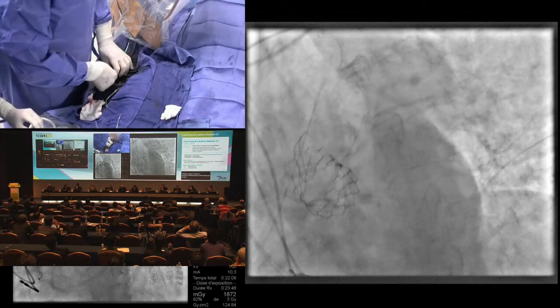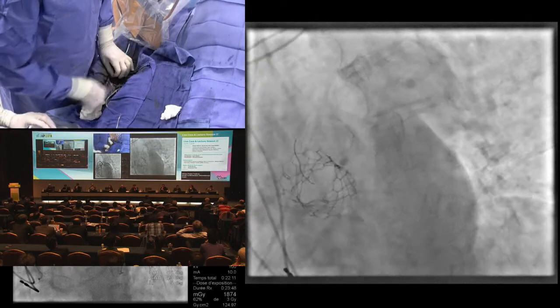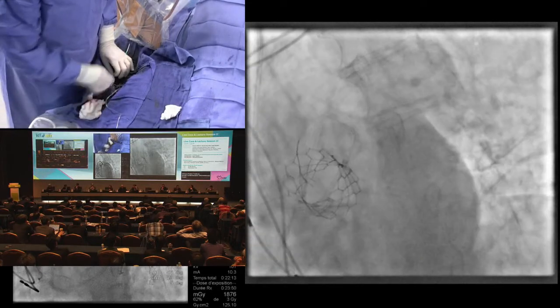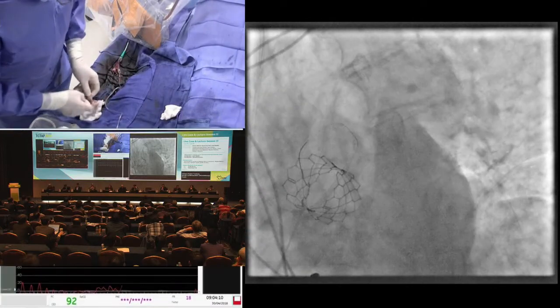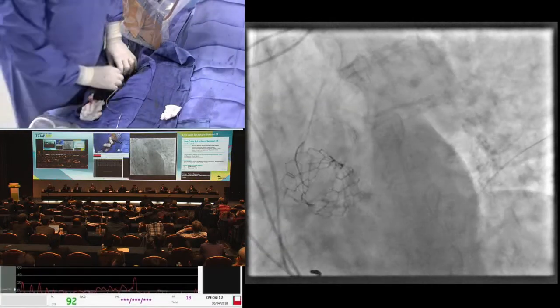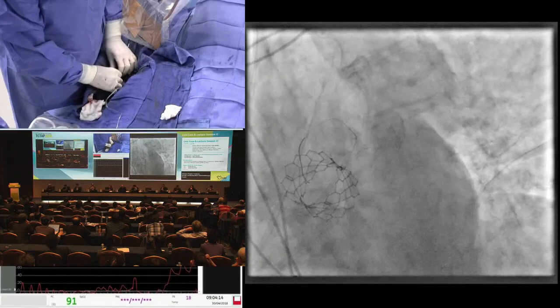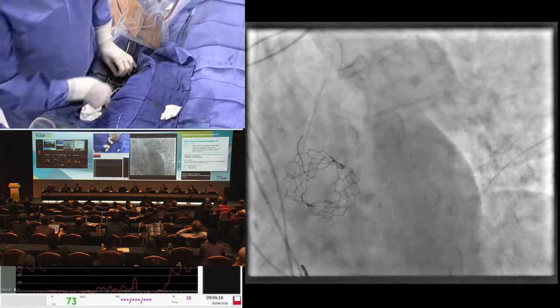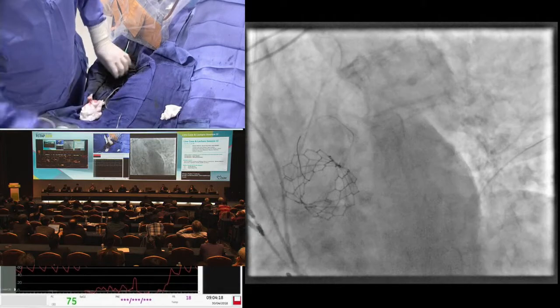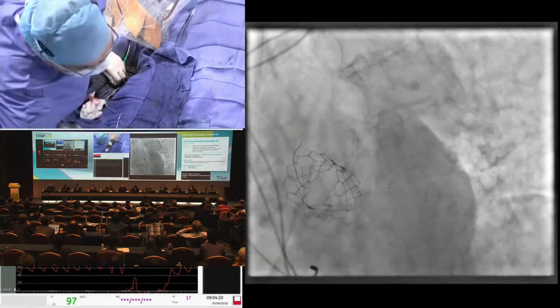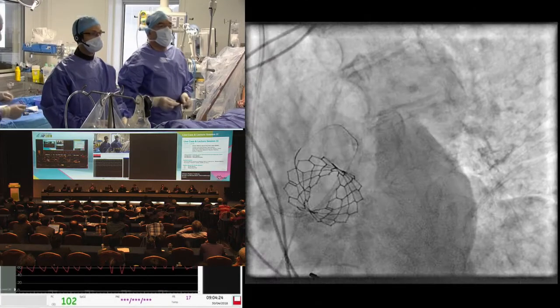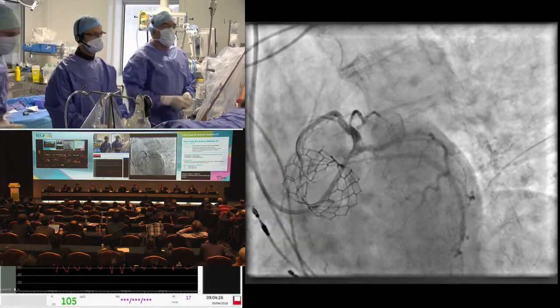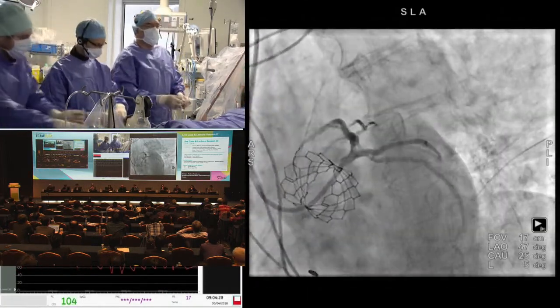Is she doing well? We have to look at the hemodynamics because... look at the pressure. We inflate several times in the left main. So the pressure is not too bad. Systolic is 85. That's fine. So take a view of that. Okay, this is not too bad for the circumflex.